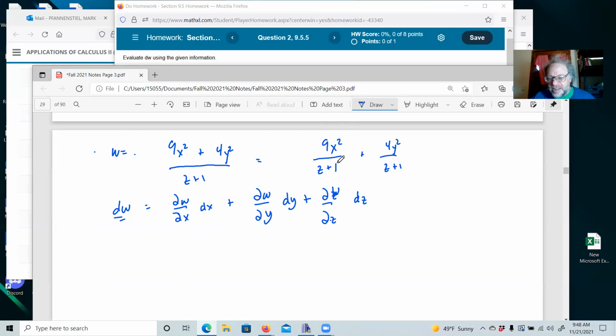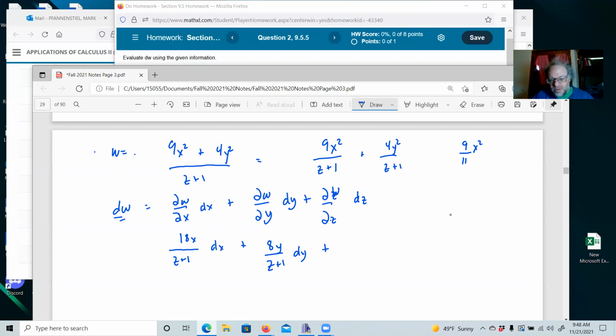This first term has an x in it, but z is considered a constant. If I asked you how you would take the derivative of 9/11 x squared, we wouldn't do anything with the 9/11. It would just be a constant that's multiplied by the derivative, and that's exactly what's going to happen here. So we're going to have 18x over z plus 1 dx. Same thing with y. This term is 0. We have 8y over z plus 1 dy, just taking the derivative with respect to y.